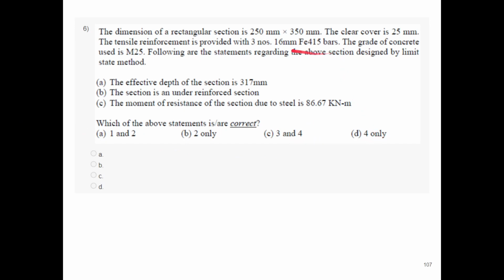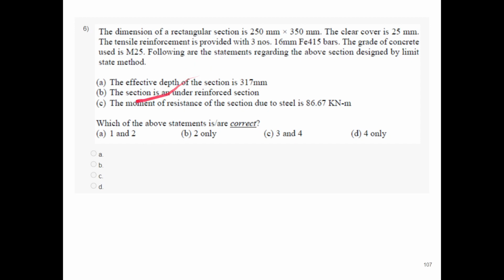Okay. So effective depth, if we see, it is 350 minus 25 minus 16 by 2. So 16 by 2 is 8, right? 25 plus 8 is how much? 33, right? So it is 350 minus 33, which is nothing but 317. Okay. So A is correct.